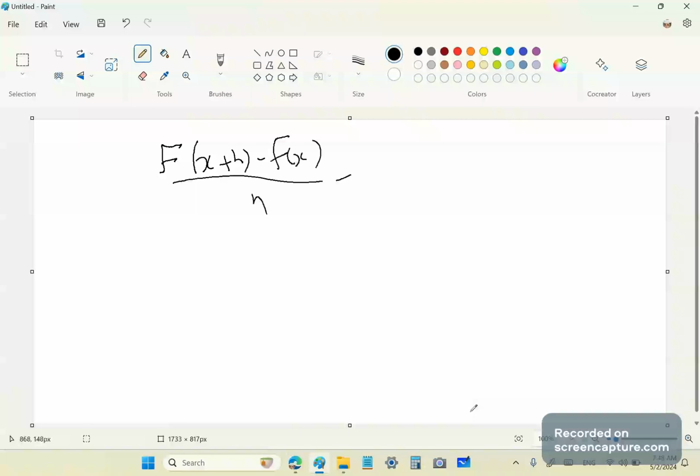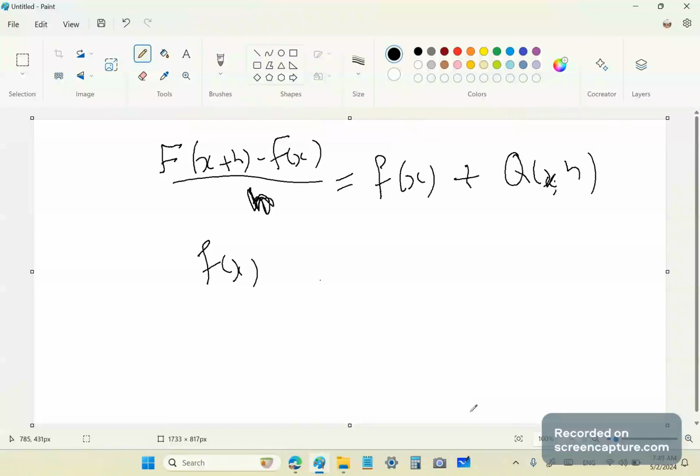They would have said something like this: f of x plus h minus f of x over h is equal to f' of x plus q of x h. Remember, because we put a prime in any representation, it doesn't mean anything special. It's still just the name of the function. The only reason we write f of x and its derivative as f' of x is that it's simpler than saying f of x and its derivative as f deriv x. This is the same as this.